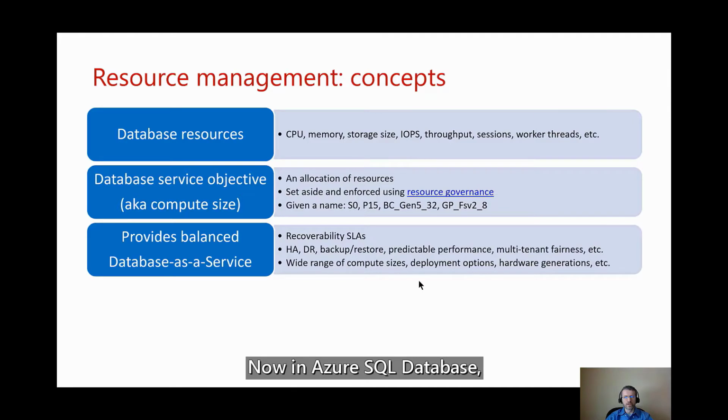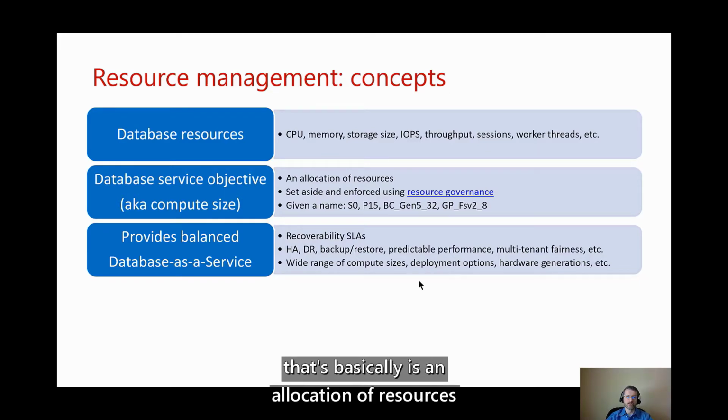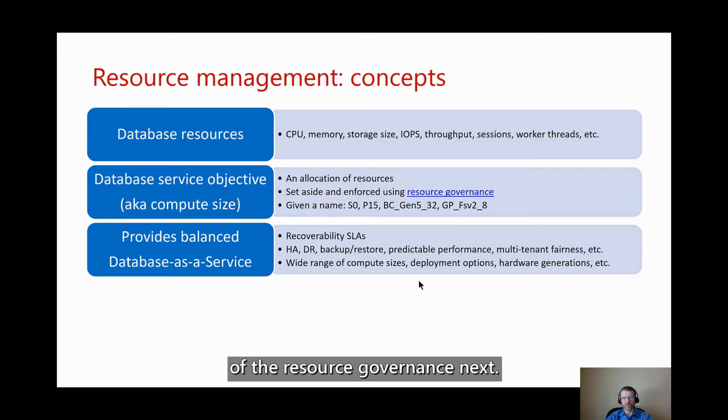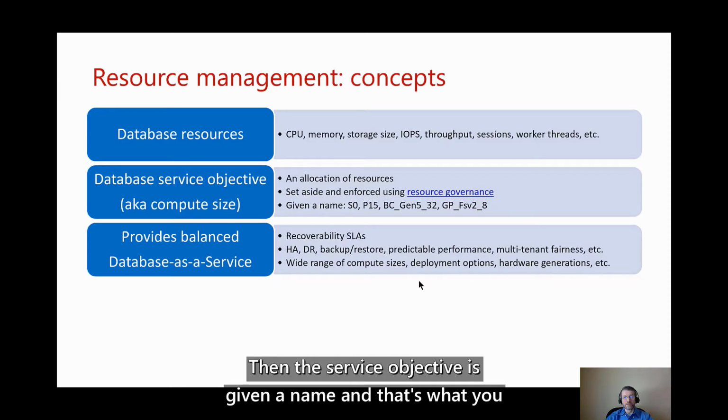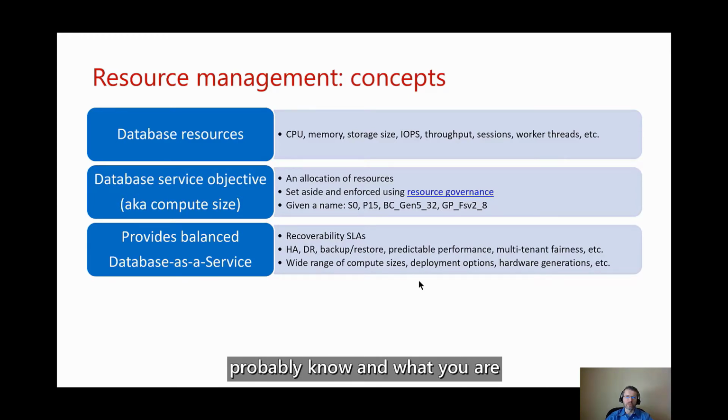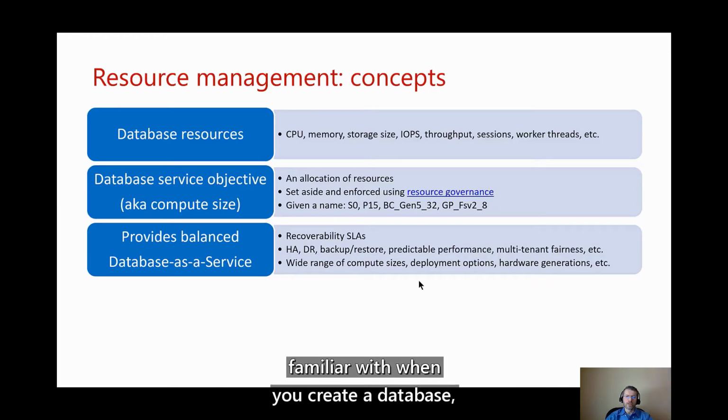Now, in Azure SQL Database, there is this concept of a database service objective, or compute size, or pricing tier. This concept is known by many names, and that's basically an allocation of resources for your database or elastic pool that is set aside and enforced using resource governance. And we'll talk about the implementation of that resource governance next. Then this service objective is given a name, and that's what you're familiar with when you create a database: you pick one of those service objective names.